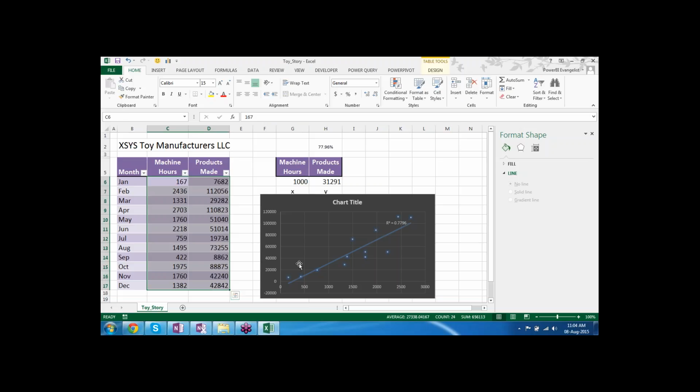They are not so correlated. Why? Because if you take this particular month, May, they had put 1760 hours and they got 51,000 products. But in the month of November, they had put 1760 hours and they could make only 42,000 products. Somewhere it was 51,000, somewhere it was 42,000. So we had inconsistency in the data. Now I have got the prediction in front of me, but I will say to my friend, hold on, this number is not accurate.